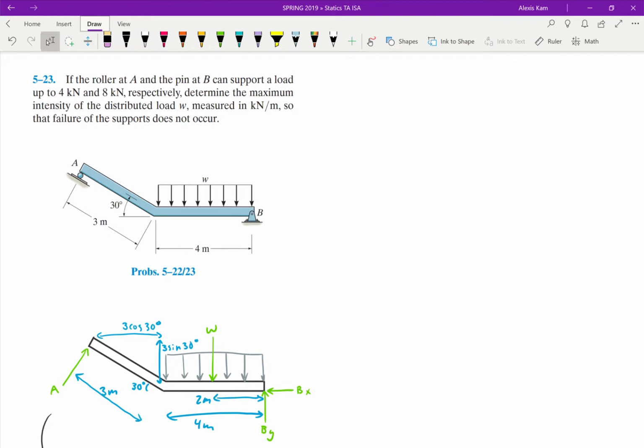Hey guys! Today we're going to go over problem 523 from the book. This problem says if the roller at A and the pin at B can support a load of up to 4 and 8 kilonewtons respectively, we need to find the maximum intensity of the distributed load so that the supports don't fail.